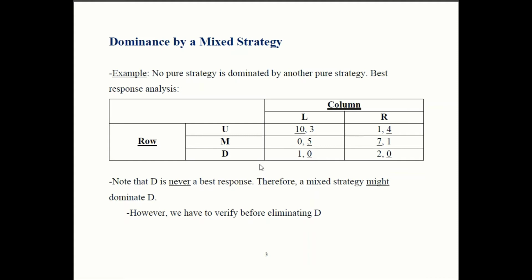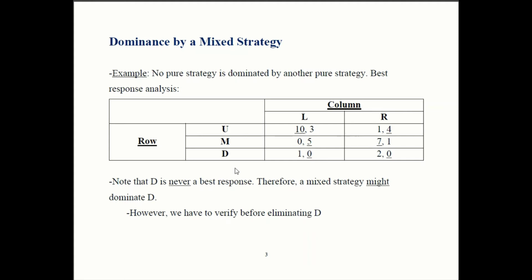However, now we're going to develop a new tool and look at dominance by a mixed strategy. So here's when you want to have your eyes open for that. If you look at our game here, you realize that down is never a best response. If column plays left, you wouldn't want to play down, you want to play up instead. If column plays right, you still don't want to play down, you want to play middle. So down is never a best response.